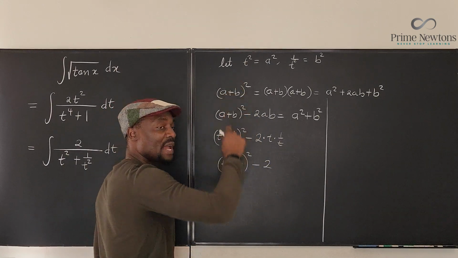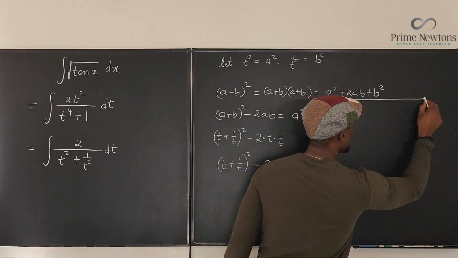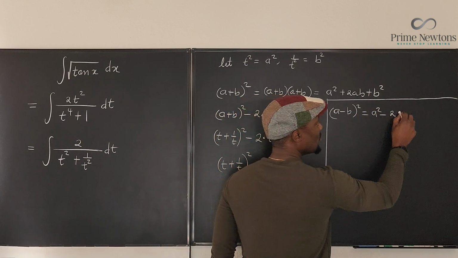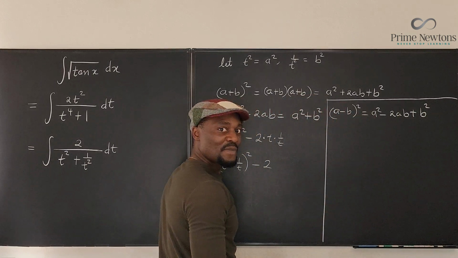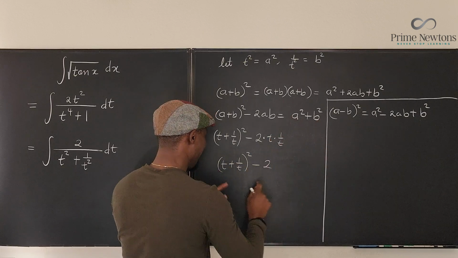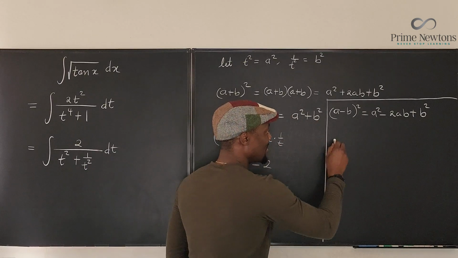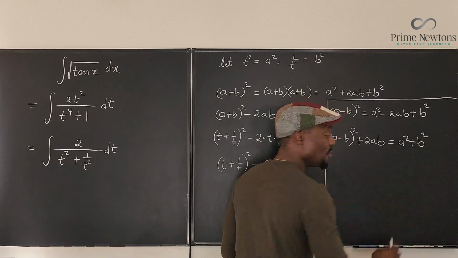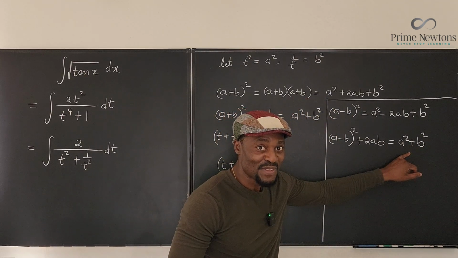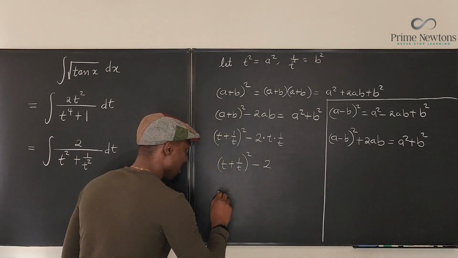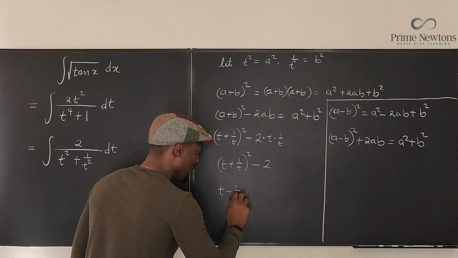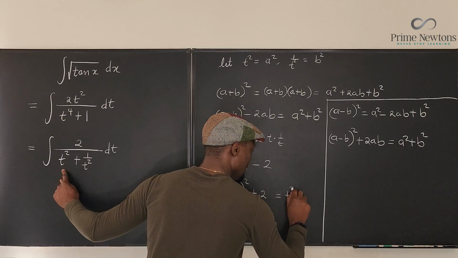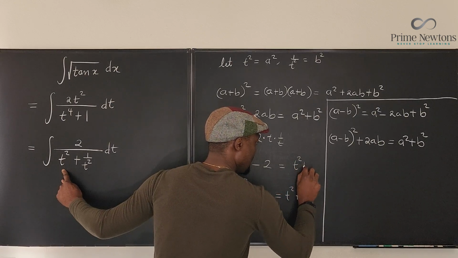Instead of writing a plus b squared, what if I had chosen a minus b squared? Let me do it here. A minus b squared. What would this be? This would be a squared minus 2ab plus b squared if I expand this. So I still have a squared plus b squared, which is what I had here, which is the same thing here. But the difference is this is going to be a minus b squared plus 2ab equals a squared plus b squared, which means that I can replace this same expression with this. That is, I can say that t minus 1 over t squared, this time plus 2, both of them constitute this, t squared plus 1 over t squared.